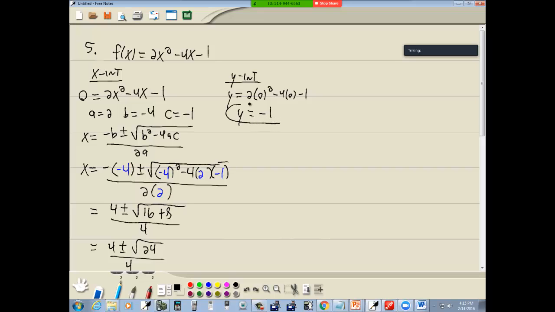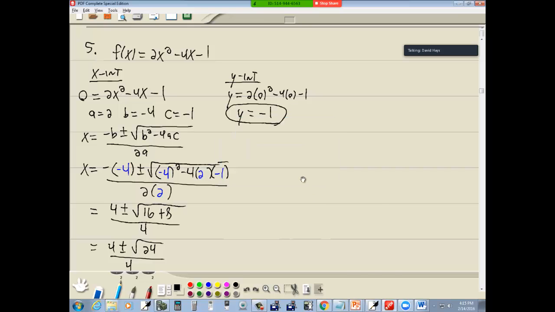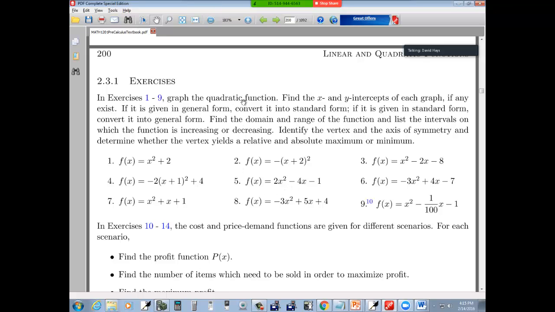And probably not a whole lot of use to put this in point form, unless that's the only thing they're asking for on tests. But if you're going to use that for graphing purposes, a y-intercept of negative 1 just tells you it crosses at negative 1 on your y-axis. Okay. Now, it says if it's in general form, convert to standard form, or vice versa.